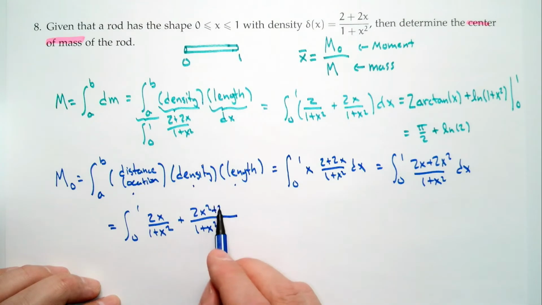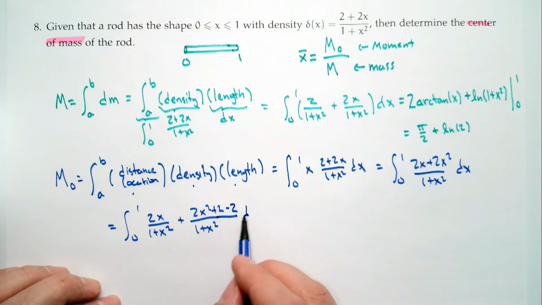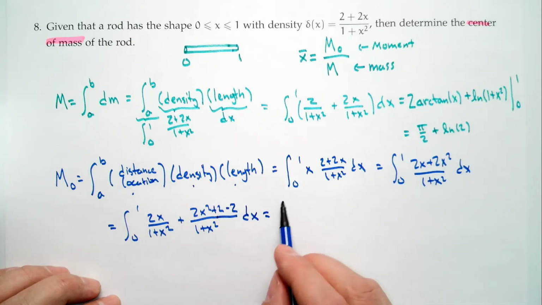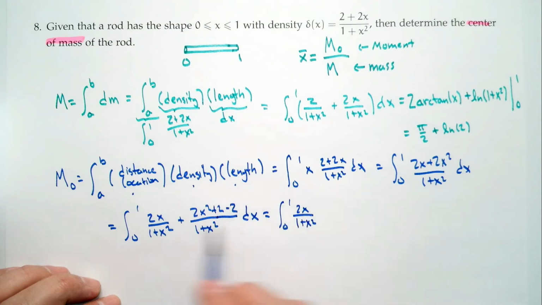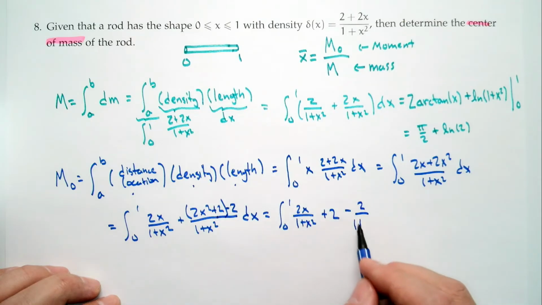If I were to add a 2, I'd be like, yeah, that's really cool. But I can't just arbitrarily add a 2, but what can I do? And then subtract the 2. So this becomes integral 0 to 1 of 2x over 1 plus x squared. And then if we think of our first piece, that'll be plus 2, then minus 2 over 1 plus x squared.